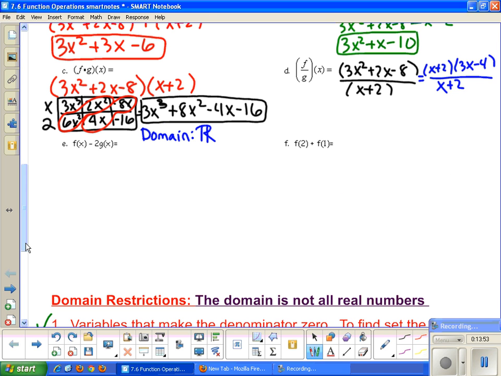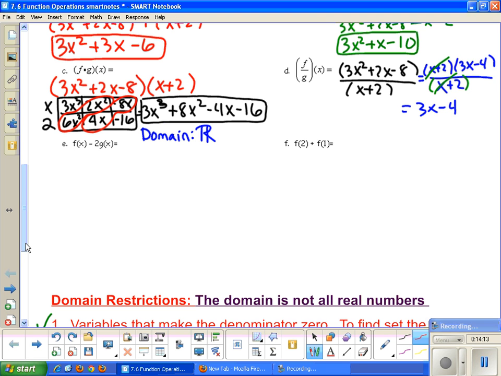And remember that when we have rational functions, if these are the same and they're being multiplied, we can go ahead and cross those off because those would cancel. And we would be left with 3x minus 4 for my solution. However, since we're doing division with two functions, the domain is the next thing I want to look at.